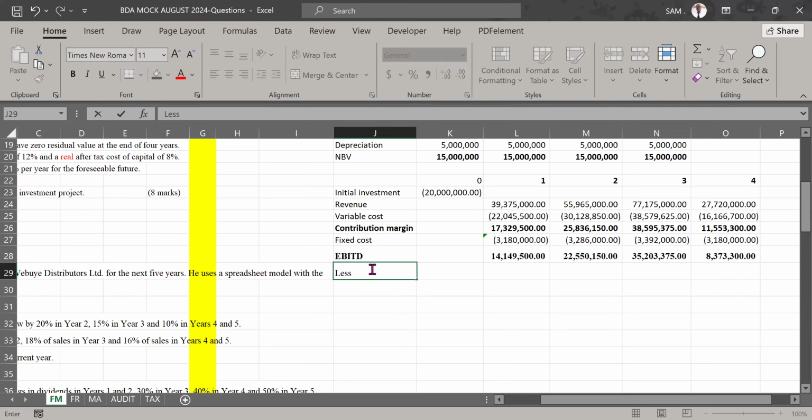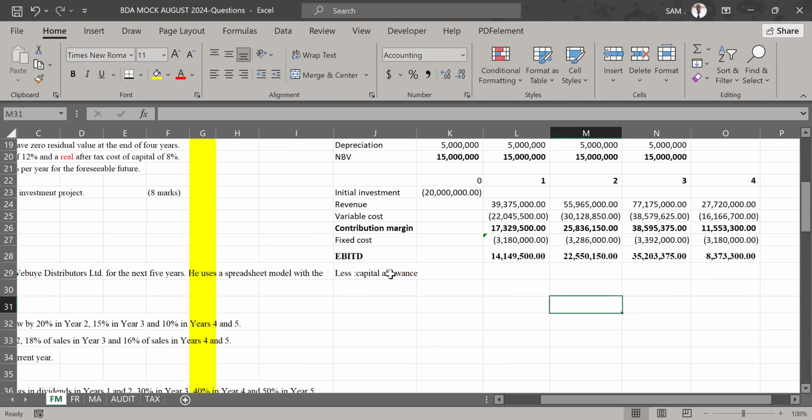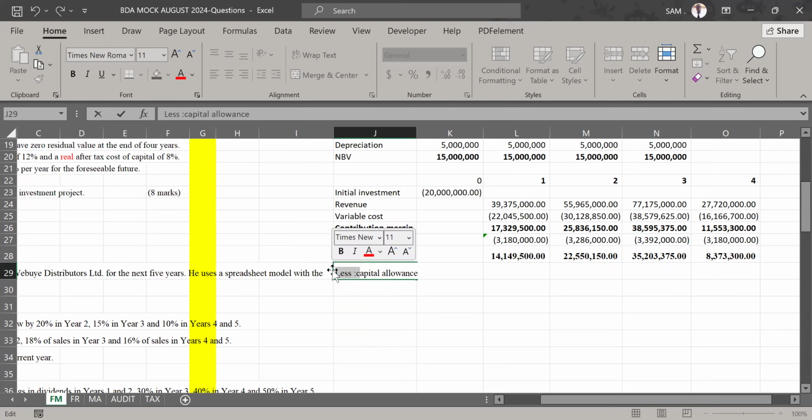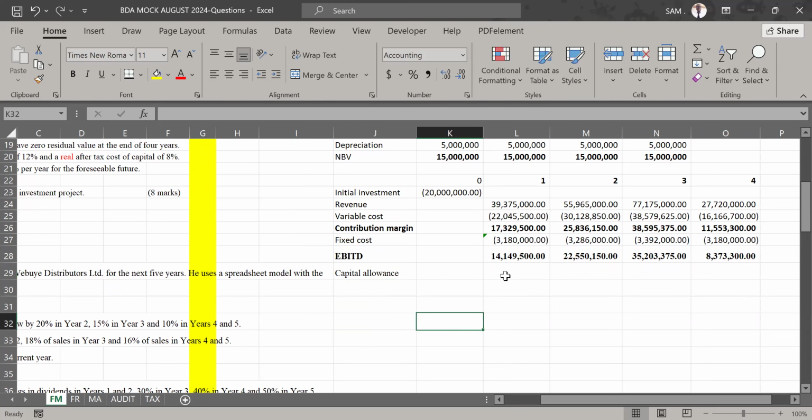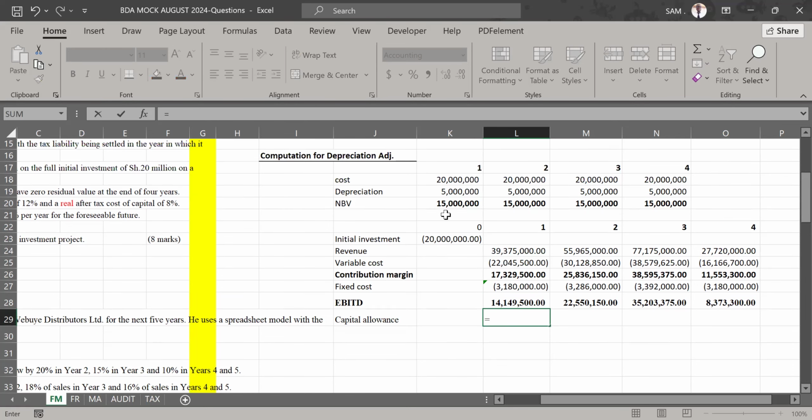Less capital allowance. I don't have to write the word "less" because I want to bring the parenthesis. So I'll just write capital allowance like that, because when I say "less" and I again bring parentheses, then I'm conflicting my information. Now, capital allowance, we've computed it up there and it is a constant figure of 5 million.